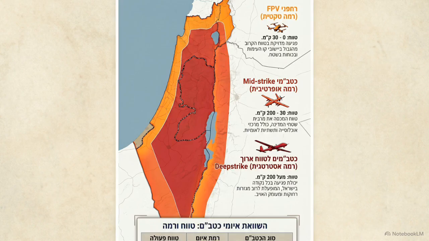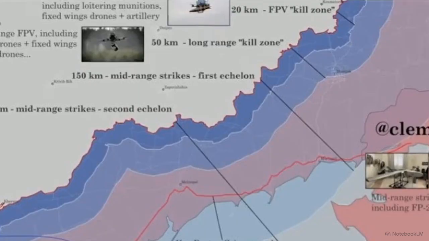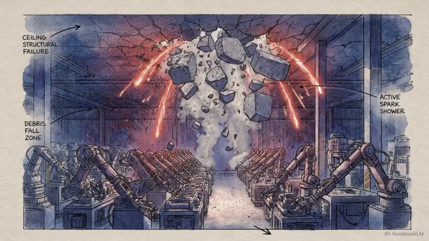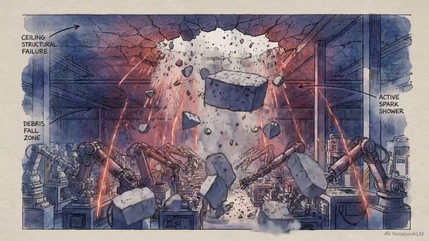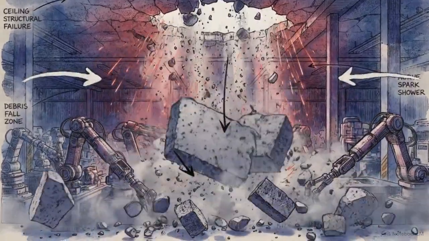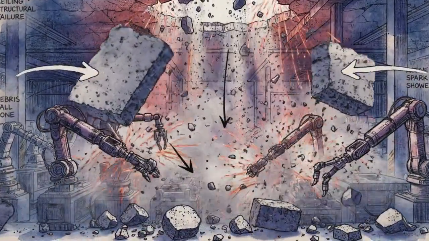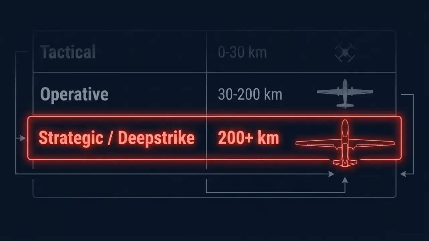Applied to the Israeli map, this 30 to 200 kilometer operative radius blankets nearly the entire central landmass of the state. On the Ukrainian map, this exact same range is classified merely as the first echelon of mid-range strikes. The operative tier turns the immediate interior of a country into an active combat zone, eliminating the concept of a safe rearguard. Finally, we reach the most expansive echelon, the strategic level, covering anything beyond 200 kilometers.